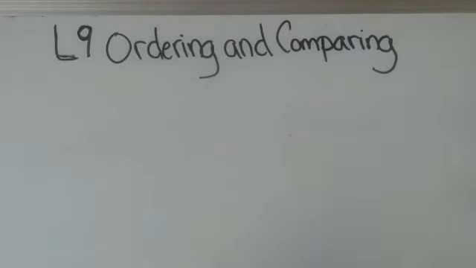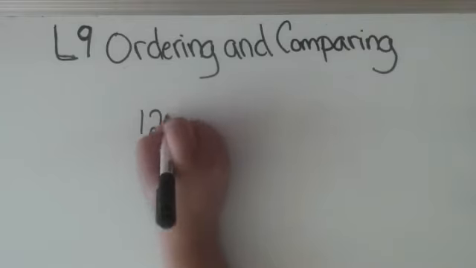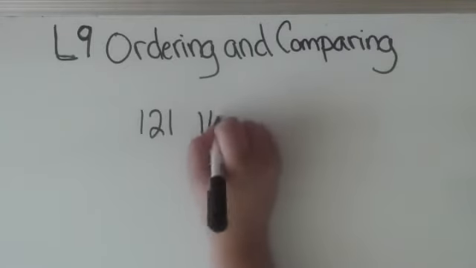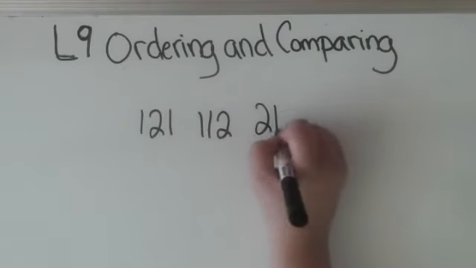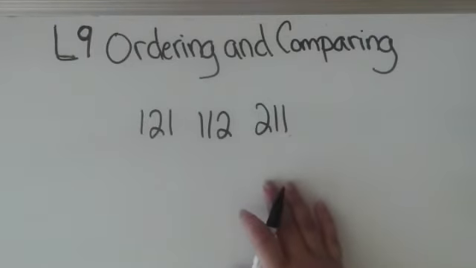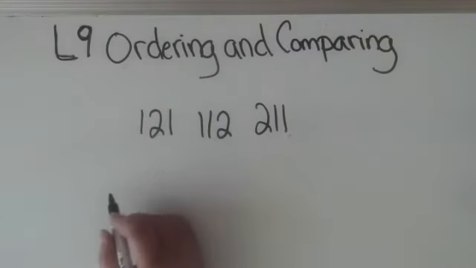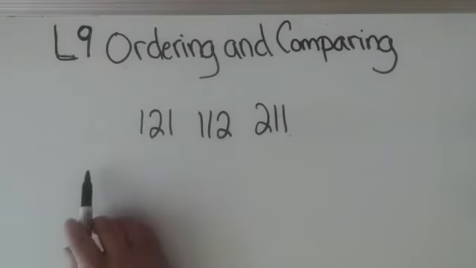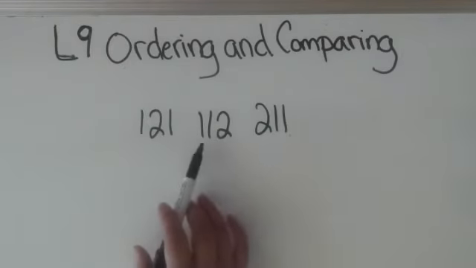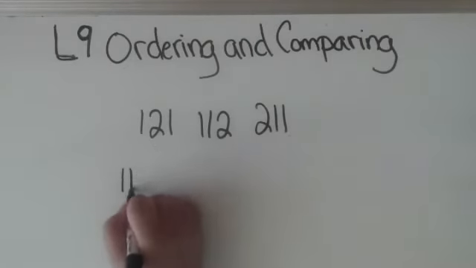So let's start with these numbers. We are going to arrange these numbers in order from least to greatest. So we have 121, 112, and 211. Now if you notice, all these numbers are made up of the exact same digits, ones and twos. However, all these numbers can be ordered. So we're going to start with the least. So the smallest number is 112. So we're going to start with 112.